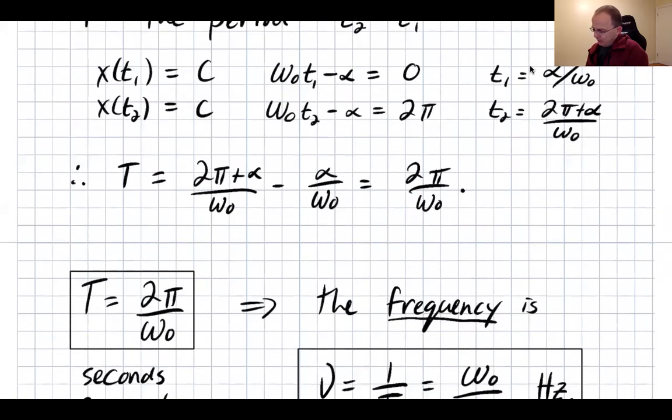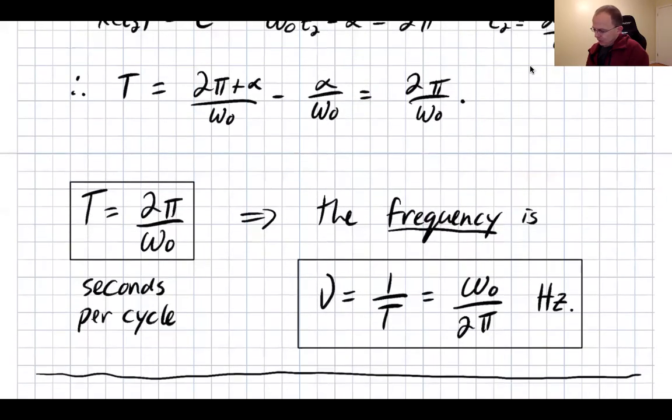But then if we convert this period into frequency, we would invert it. So we have the Greek letter nu here, and this is the frequency, which is 1 over the period, and that would give us omega naught divided by 2 pi hertz. Okay, so this is measured in radians per second, and then we're dividing by 2 pi radians, I guess, per cycle. And so we end up getting the number of cycles per second, which is hertz.